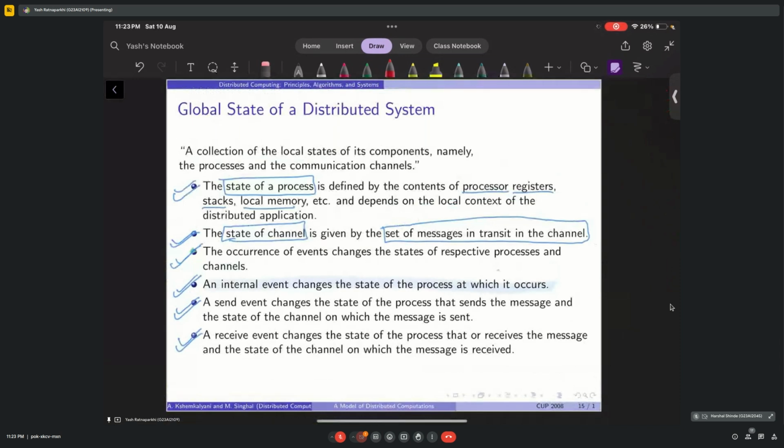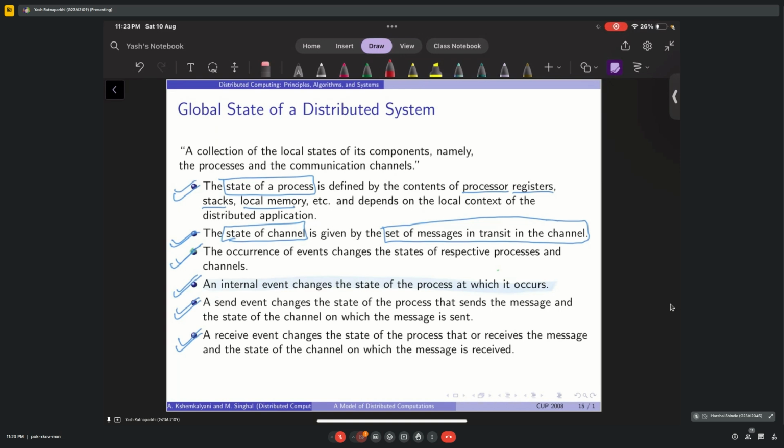Now we have completed more than 5% of the content. Coming to this: a collection of the local states of its components, namely processes and communication channels. We will understand a few things from each line, so please bear with me for some more time. You will be able to understand it very clearly.